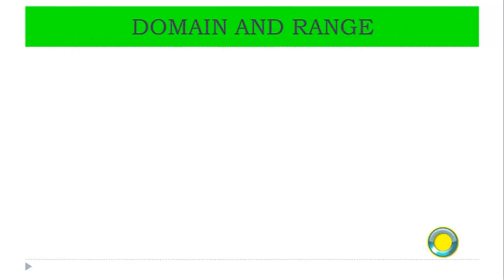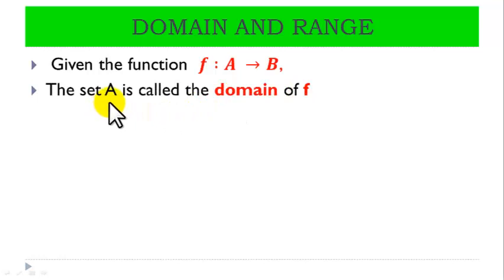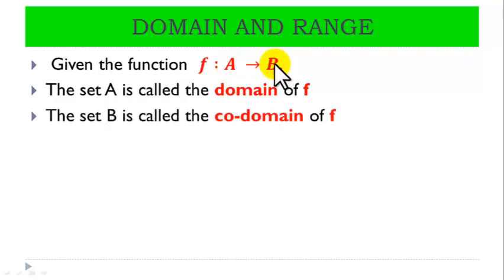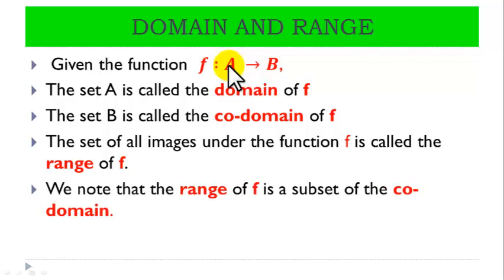The domain and range of a function. Given the function f from A to B, the set A is called the domain of f, while the set B is called the codomain of f. The set of all images of the elements of A under f is called the range of f. We know that the range of f is a subset of the codomain.